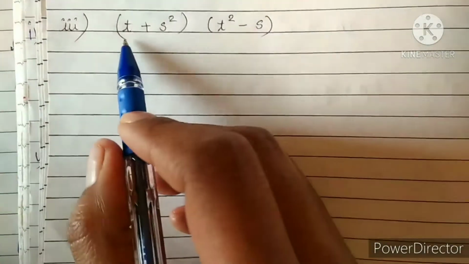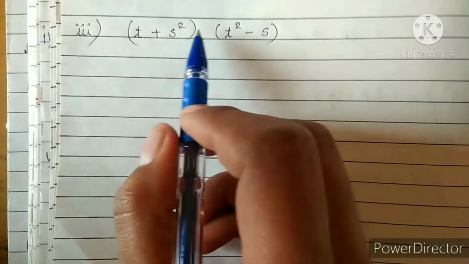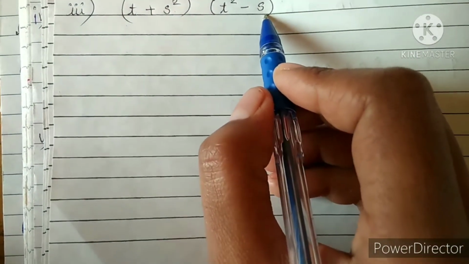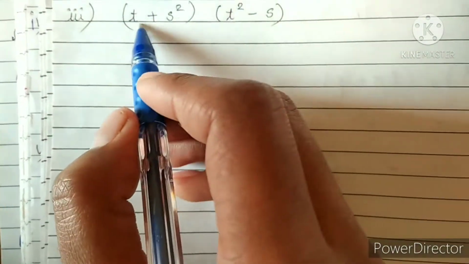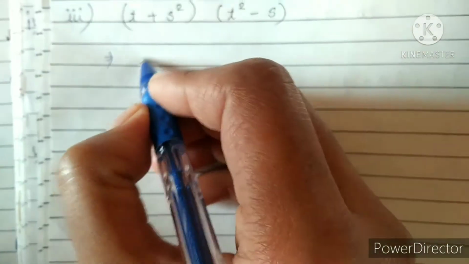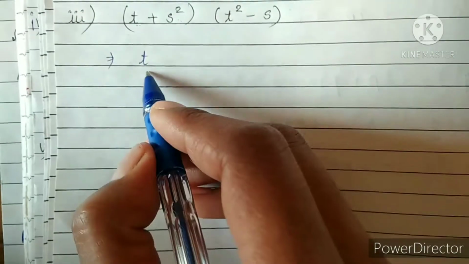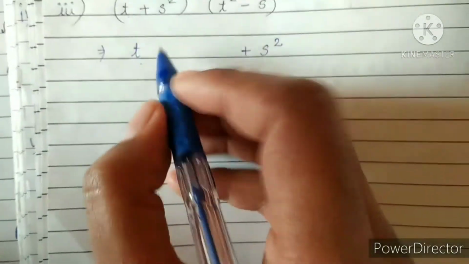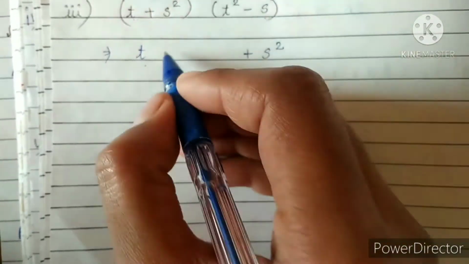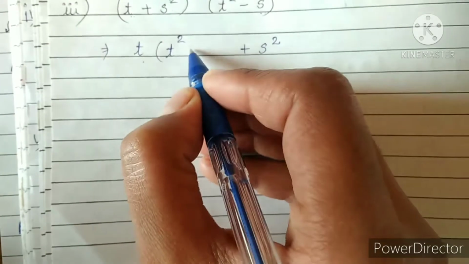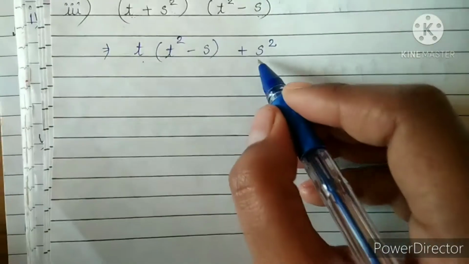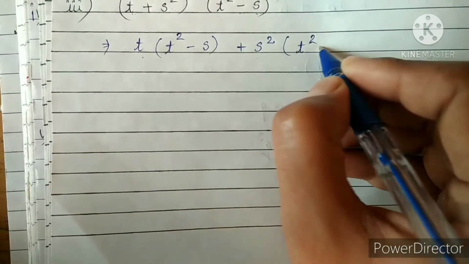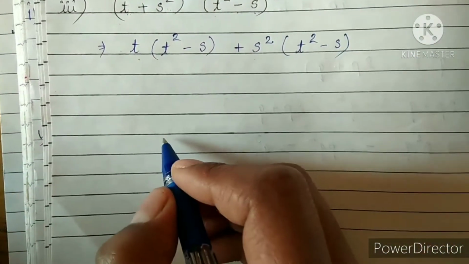Now third one is t plus s square. This expression is multiplying by t square minus s. So firstly we will distribute each element of the first expression, that is t plus s square. It will be multiplying by the second expression, so that t square minus s square is also multiplying by the second expression, that is t square minus s.